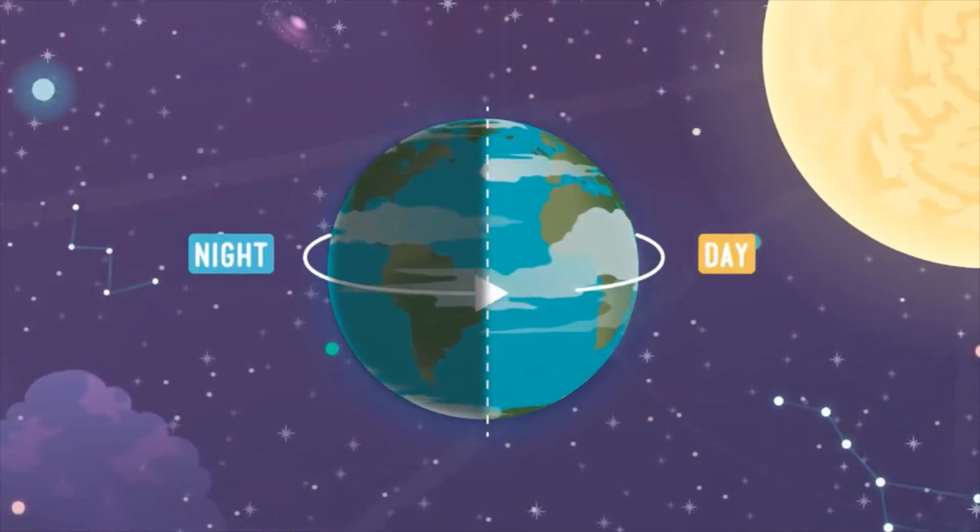Every day, all year. If you're on the side of the Earth that's facing away from the sun as the Earth is spinning, it's night. If you're on the side facing the sun, it's, you guessed it, day. Now, hold on tight, because the Earth is actually moving in more ways than one.